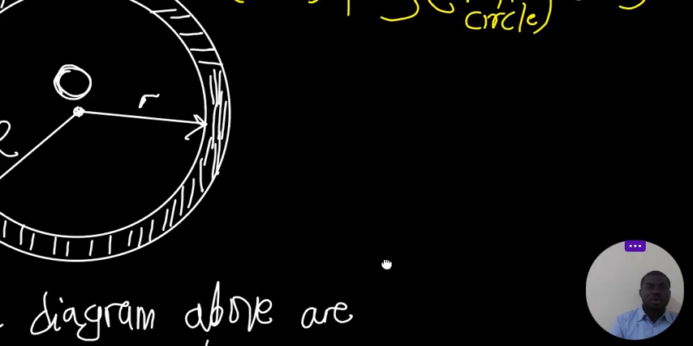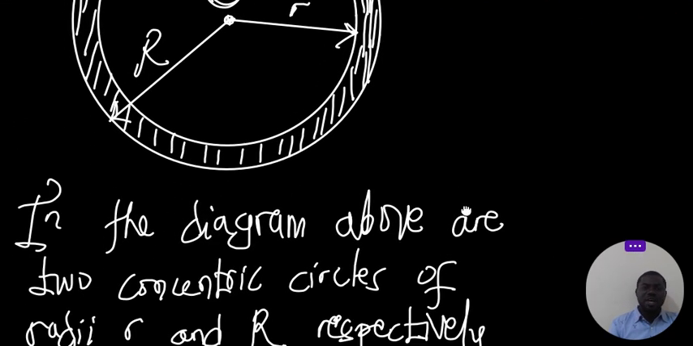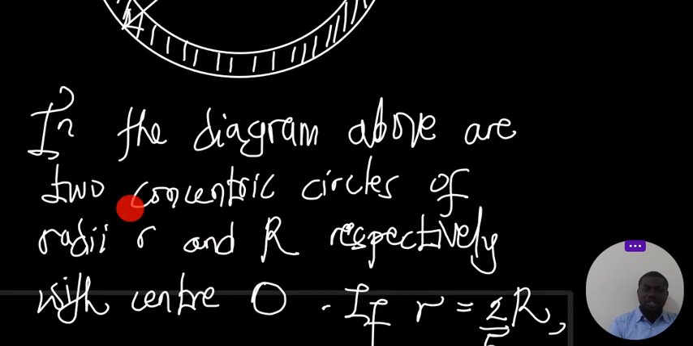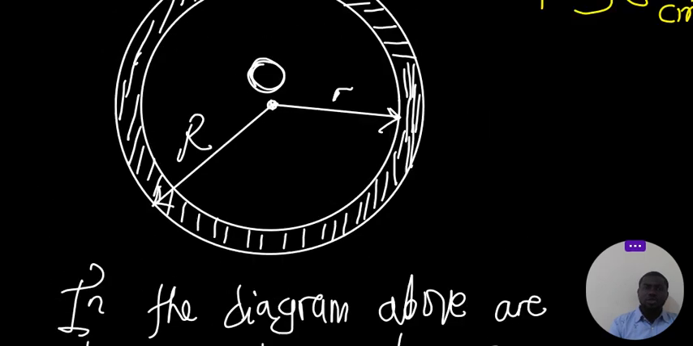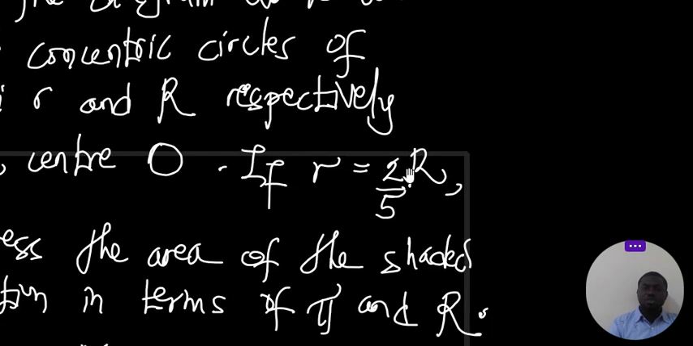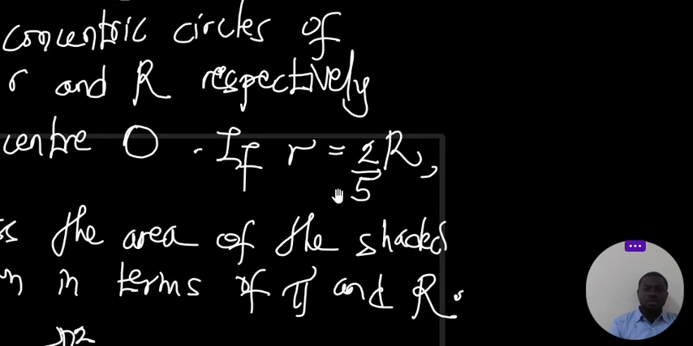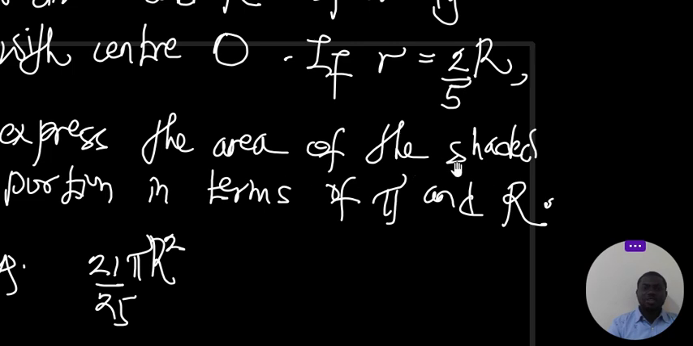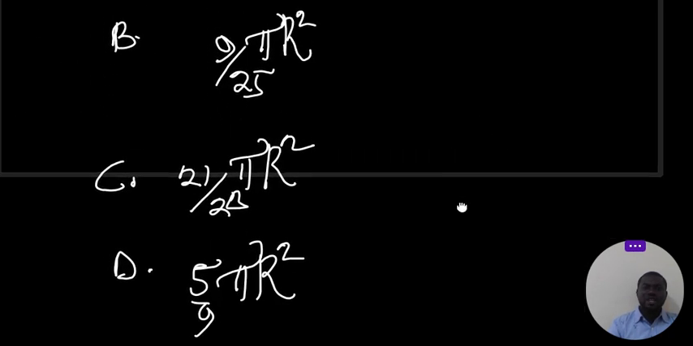Okay, now let's go to the instruction. In the diagram above are two concentric circles, as I have said, circles with the same center, of radii r and R. So that means the radius of the small circle is small r, and the radius of the entire big circle is big R. If r equals 2 over 5 of big R, so this is a very important relationship, express the area of the shaded portion in terms of pi and R. So we actually want to find the area of the shaded portion.